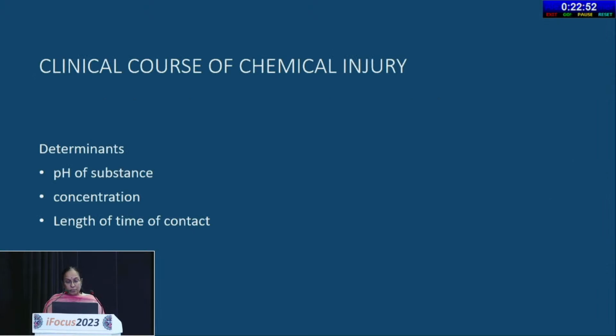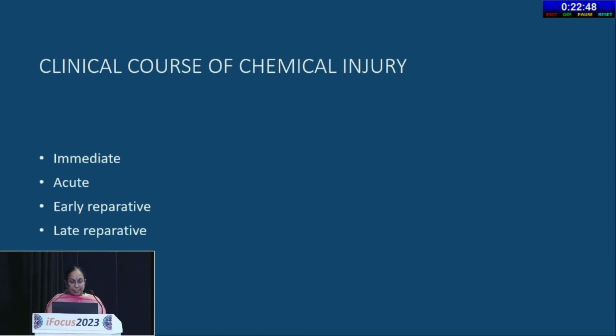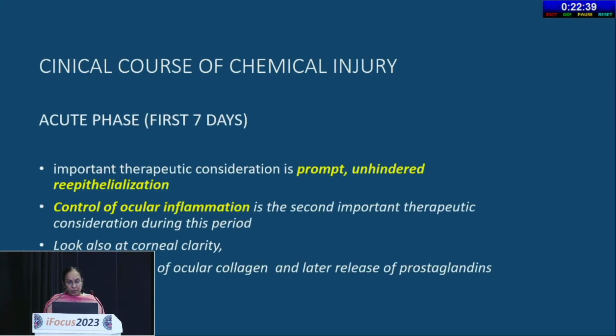Now, the clinical course of chemical injury, as we said, the pH is important, the concentration, and the length and the time of contact. So what is the clinical course? It could be immediate, acute, early reparative, and late reparative. So the immediate, as we said, you have to wash, wash, and wash. We'll come to that later.